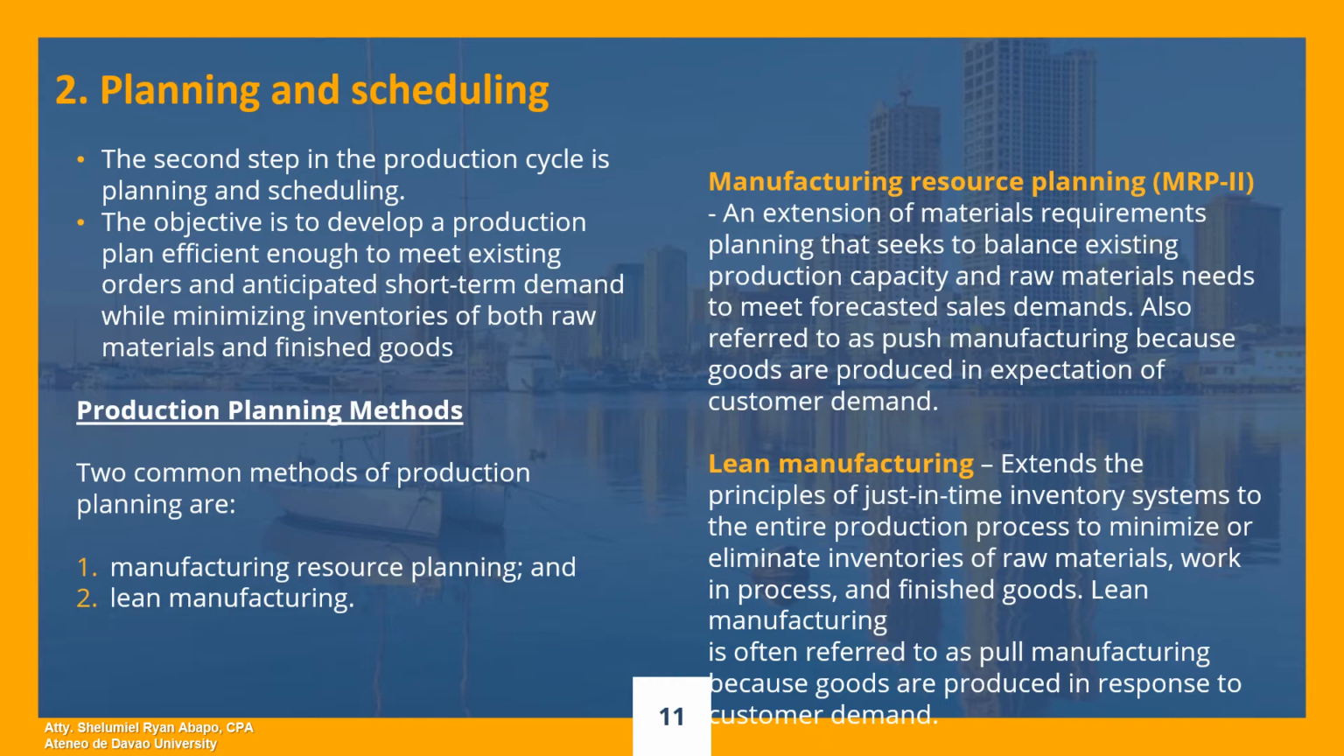Lean manufacturing is often referred to as what? Pull manufacturing. Yung sinabi na rin kanina, manufacturing resource planning or MRP2 is push manufacturing, meaning we only produce in expectation of customer demand. Lean manufacturing is referred to naman as the opposite, which is pull manufacturing, because goods are produced in response to customer demand. Meaning, reactive ang lean manufacturing. Walang expectation. There is no estimate, but rather the manufacturing is triggered or activated by customer demand. Theoretically, lean manufacturing systems produce only in response to customer orders. So, hihintayin mo na yung order before magpa-produce.